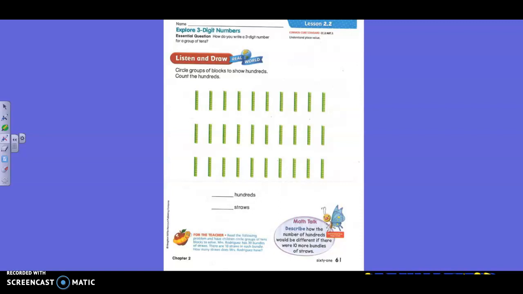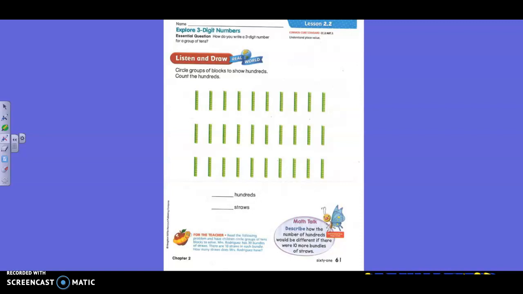Okay, here is a story problem. Mrs. Rodriguez has 30 bundles of straws. There are 10 straws in each bundle. How many straws does Mrs. Rodriguez have? Okay, so what are we going to find? How many straws Mrs. Rodriguez has.